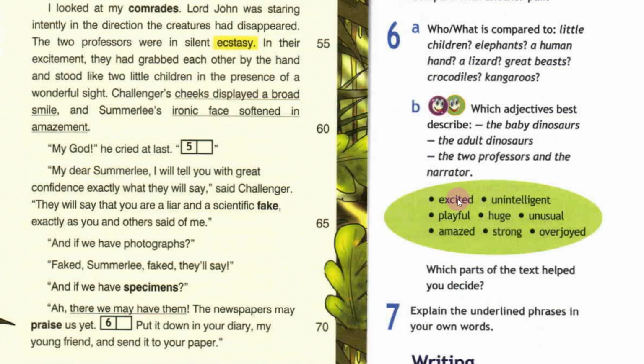Но мы понимаем, что excited, amazed and overjoyed go for the two professors and the narrator. Unintelligent, huge and strong go for the adult dinosaurs. And playful and unusual are for the baby dinosaurs. Which part of the text helped you decide? All the extract, you can say. То есть весь отрывок нам помог определиться.